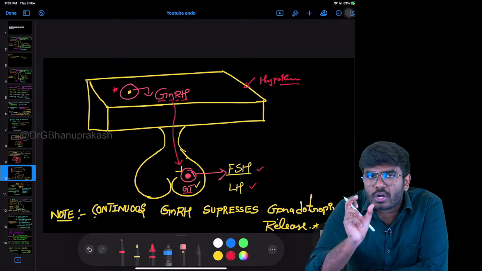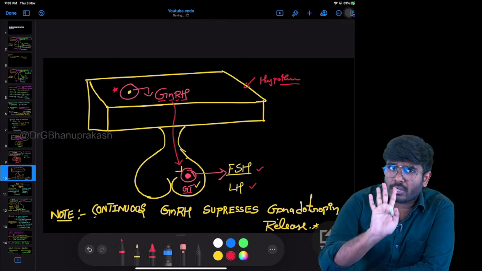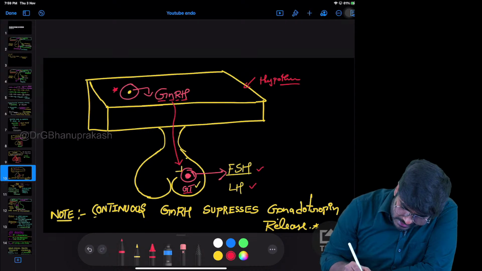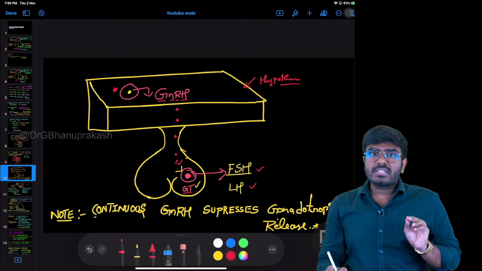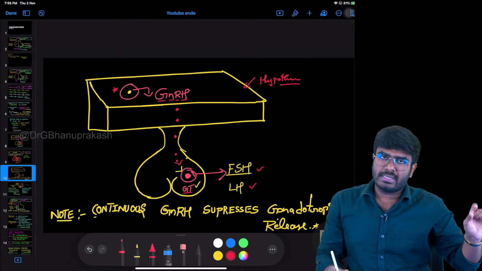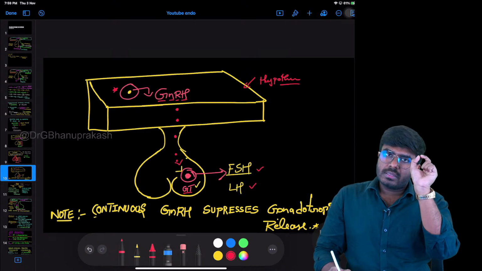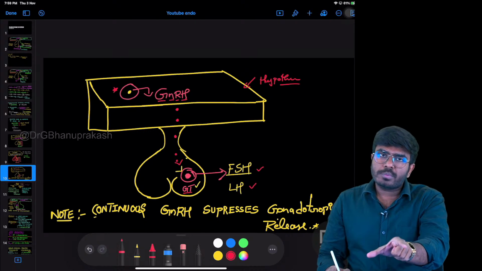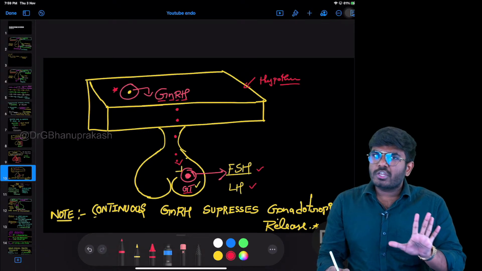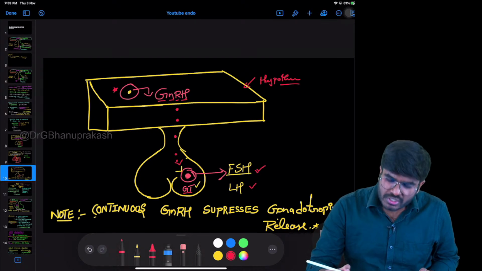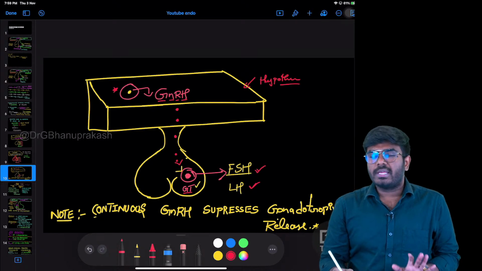But here the important concept which I want you to know is that normally, whatever GnRH is coming down, it will come down in pulsatile doses. GnRH will come to the anterior pituitary and act on gonadotropes in pulsatile doses. Pulsatile doses means not continuous, but at regular intervals. GnRH is coming, stimulating the gonadotropes so that there is FSH and there is LH. Whenever this is happening in a physiological way, definitely FSH production is going to be there, LH production is going to be there.